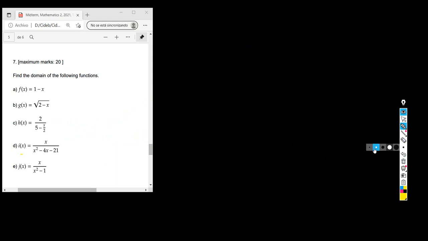This one now, i of x equals x over x squared minus 4x minus 21. Once again, we have a variable in the denominator and we run the risk of dividing over 0 because of that. This variable in the numerator doesn't carry any significance in this regard. Like this will not cause any problem. Only the ones that appear in the denominator can cause problems. So let me ask the question again.